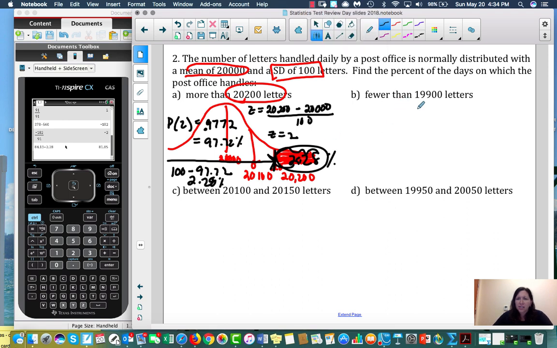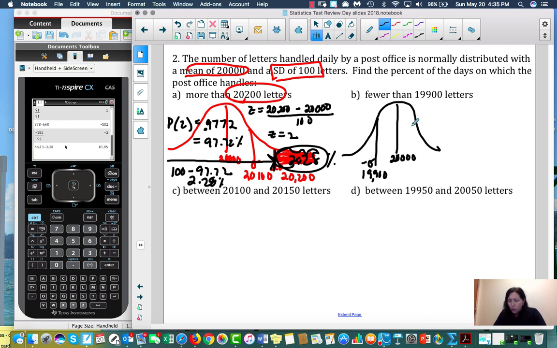Okay, so the next question says we want fewer than 19,900 letters. So if I want fewer than 19,900 letters, I'm going to make my chart again, and right here is my 20,000 again. If I subtract 100 from that, I am 1 standard deviation away, which is at 19,900. So I know that this is -1 standard deviation.